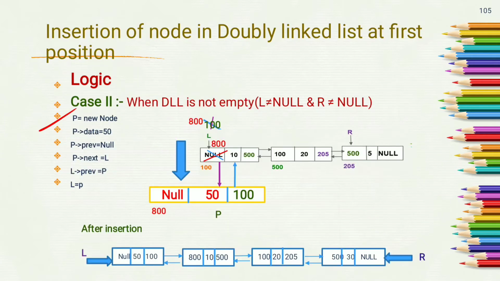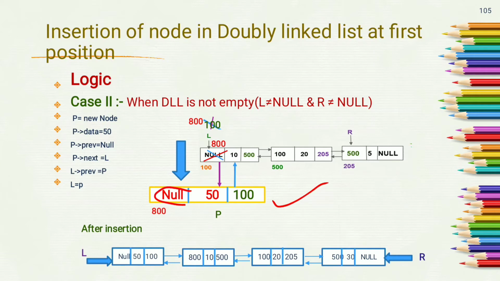Case 2 is when doubly linked list is not empty, that means value of L and R is not equals to null. This is the doubly linked list containing 3 nodes. We have to insert new node P at the first position. So what steps we have to follow? First we have to create a new node, then store data value into data field of the P node, P arrow data equals to 50, as this node will become the first node of this doubly linked list.